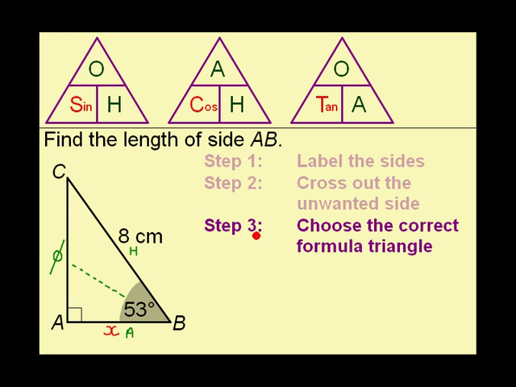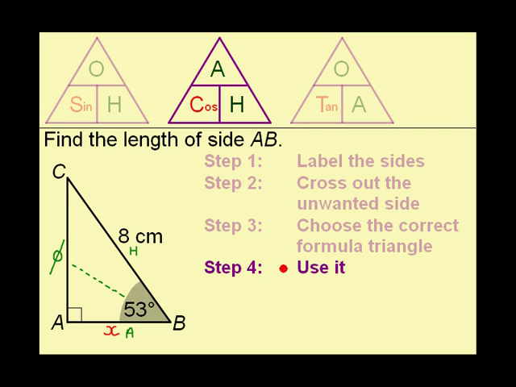For step 3, we need to choose the correct formula triangle from these 3 up here. If we look at our question, we've got A and H. These will only appear together in one of the 3 formula triangles. It's this middle one here.